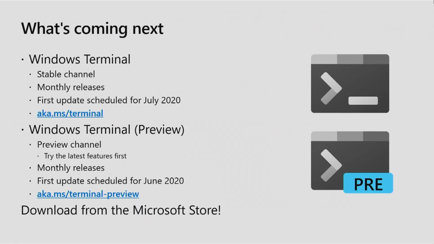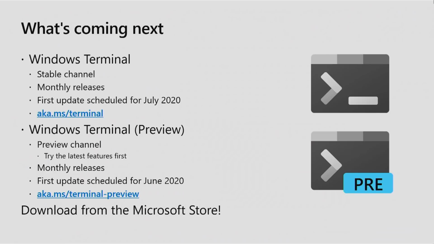But if you're someone who wants the newest features right away, you want to help contribute on GitHub, you want to test all the latest stuff, you can get on the preview channel at Windows Terminal Preview, and you can find that on the Microsoft Store at aka.ms/terminal-preview. And this will also have monthly releases, but the first release is scheduled for June 2020. So the features that are developed in the preview branch then move into the stable branch after they've been stabilized. So I'm going to show you some sneak peeks of things that you'll be able to find on the master branch of GitHub or even in the preview in June in that release.